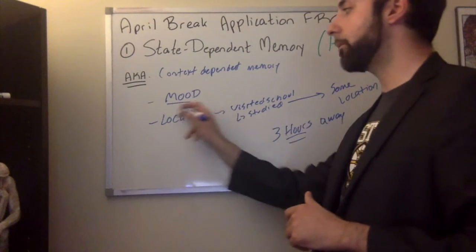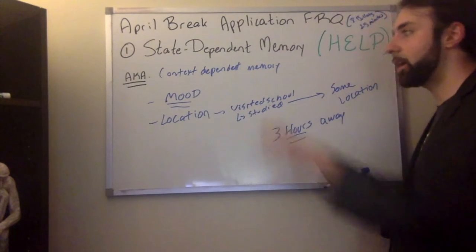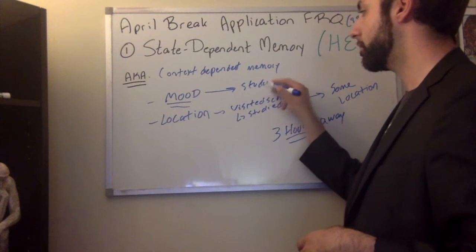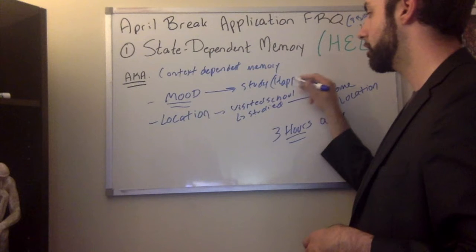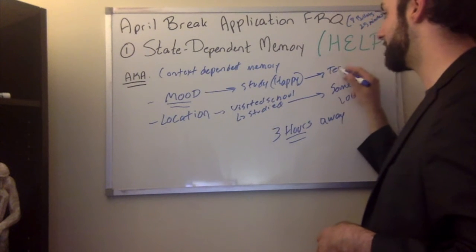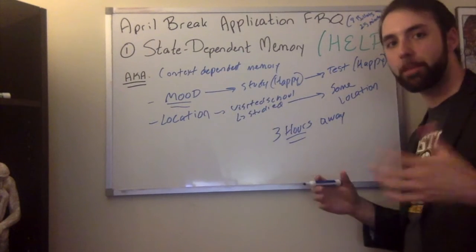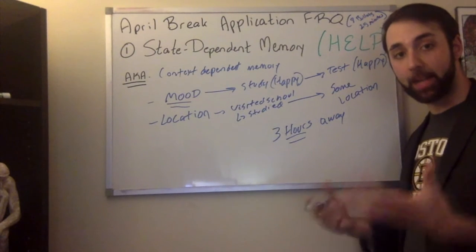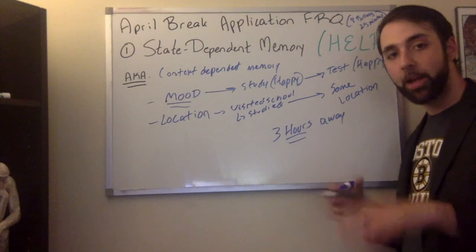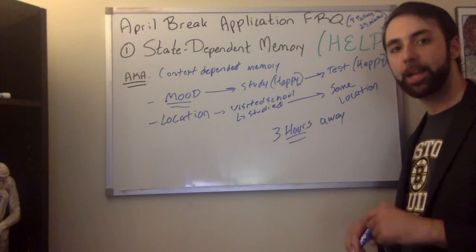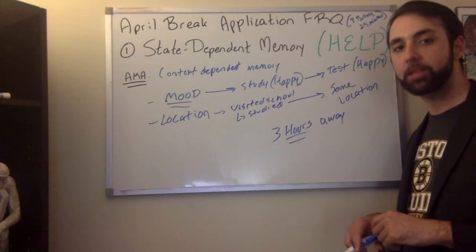I think it's more probable, though, to use the mood element of state or context-dependent memory, where if you study, let's say you're happy, and then you actually test in that same mood of being happy, you're more than likely going to remember the material that you studied, and in the context of this FRQ specifically, you would have a better time retrieving information about famous legal cases and other factual information that would be necessary to succeed on this standardized test.